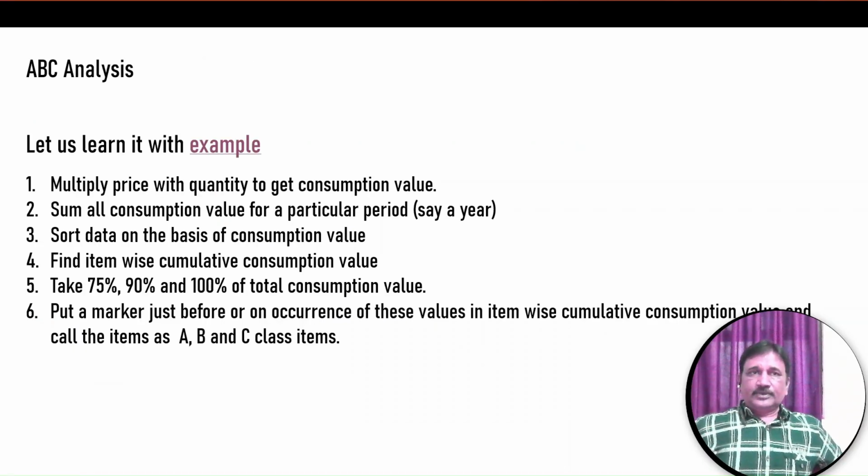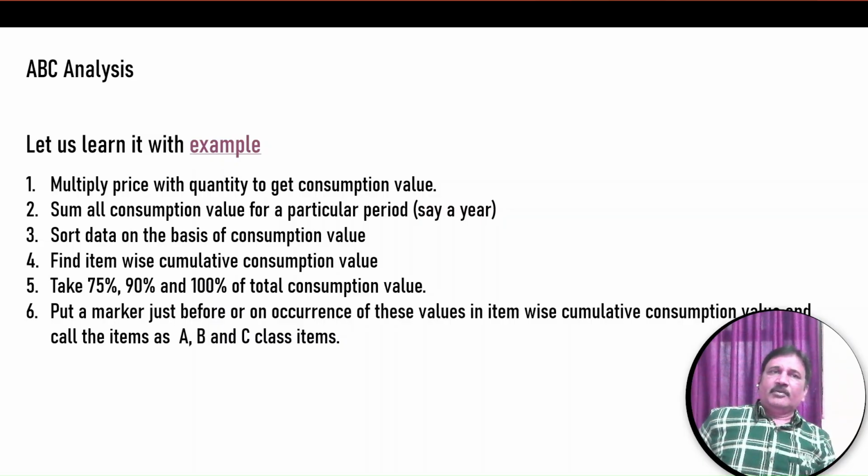Another thing which we will be seeing in retail analytics is ABC analysis. This is used for segregating the items in categories like A, B, C. This categorization is based on the consumption value of the item, the annual consumption value of the item, right? It is also called Pareto's analysis.